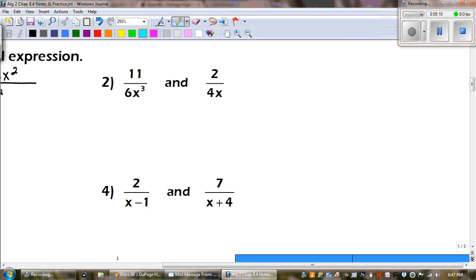All right, I am going to completely factor this. Okay, 6 is 2 times 3, and then we have 3 x's. The 4x is 2 times 2 times x. So right away, what do we have in common? Well, I've got a 2 and an x. So that's what's in common. Now, I need to add a 3 and 2 x's. And over here, I need to add a 2.